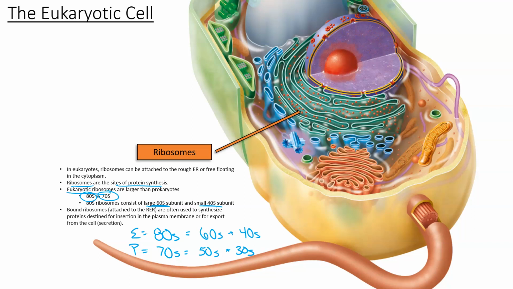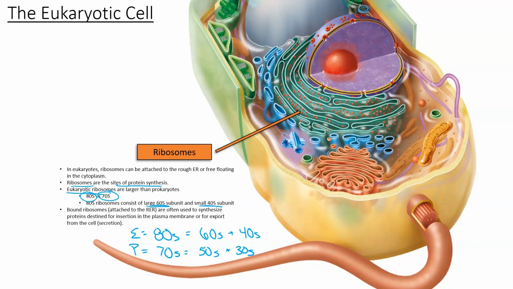And that's just because prokaryotes are smaller in size. They don't have as much protein demand. They don't have as much complexity in terms of their biochemical processing, and so they just require a smaller machine in order to power the facility that is the cell.